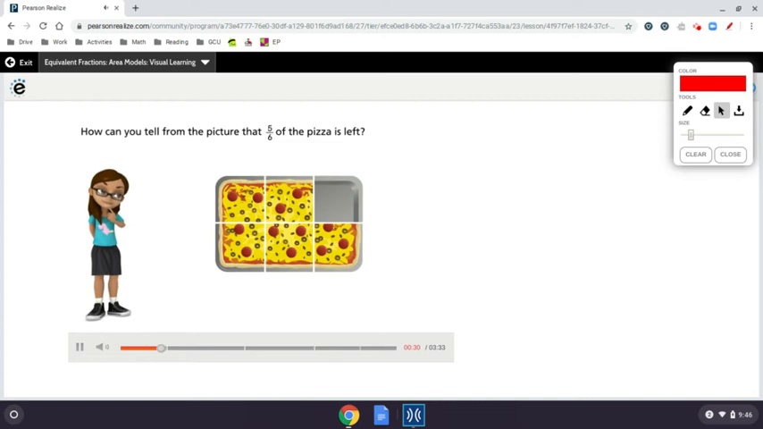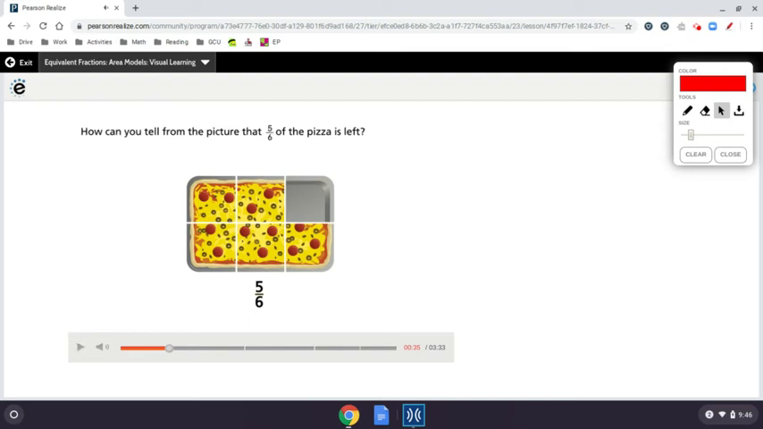How can you tell from the picture that 5/6 of the pizza is left? Well, when we look at this pizza, the denominator is the number that makes up the whole. So how many pieces were in this pizza as a whole? That's one, two, three, four, five, six pieces that make up your whole. That's your six. Then your numerator up top is the number that we're talking about here. How many parts of the whole? We're talking about what's left of the pizza. That's one, two, three, four, five parts of this whole pizza are left. That's how you get 5/6 here.